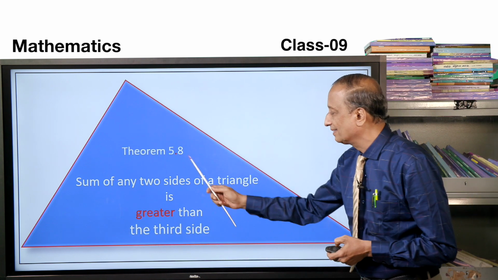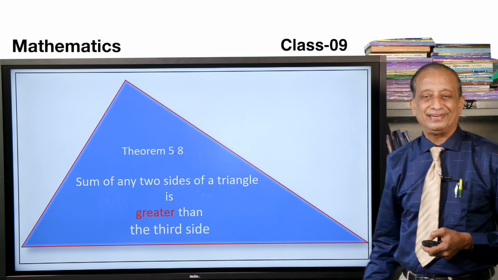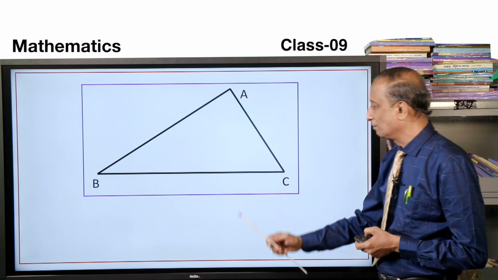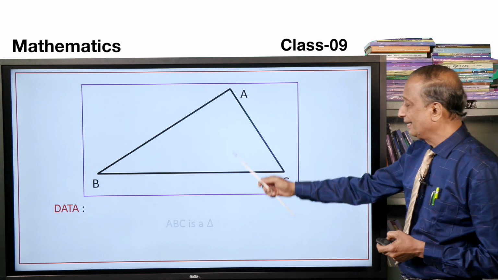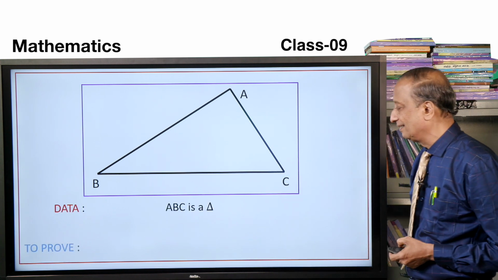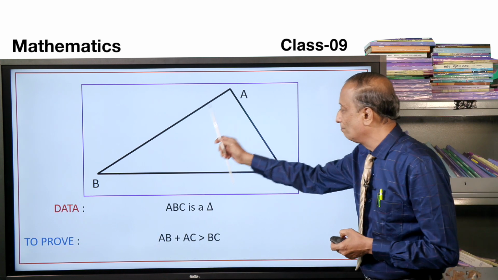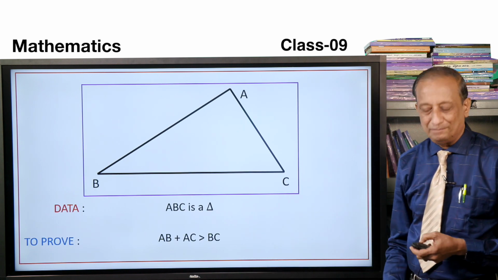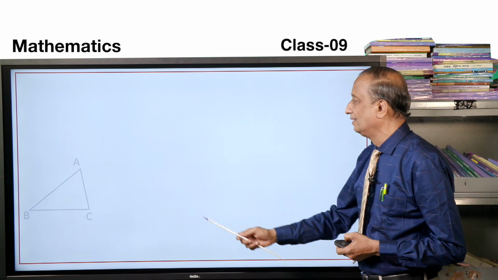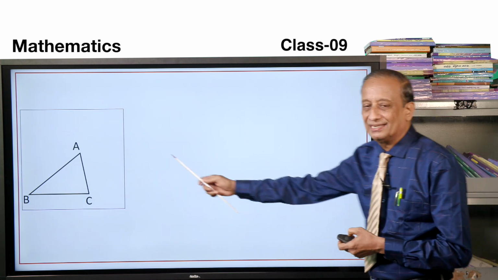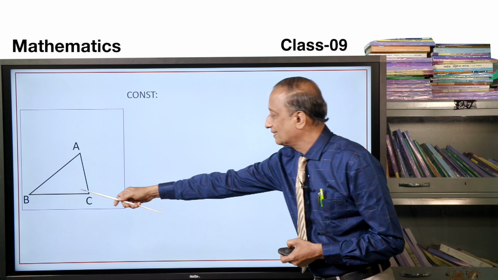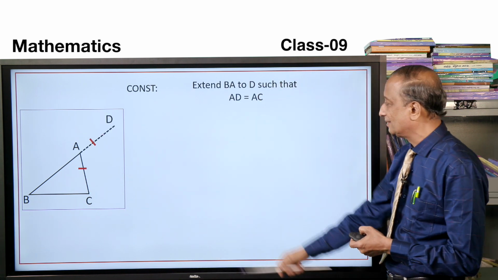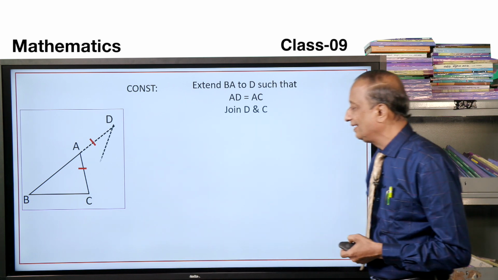This is given as theorem number 5.8 in our textbook. Shall we prove this, children? Okay, here is the proof. Given, ABC is a triangle, and we have to show that the sum AB plus AC is greater than BC. So, what is the construction? This needs a little construction. We have to extend BA to D such that AD is equal to AC. Once you do that, join D and C.